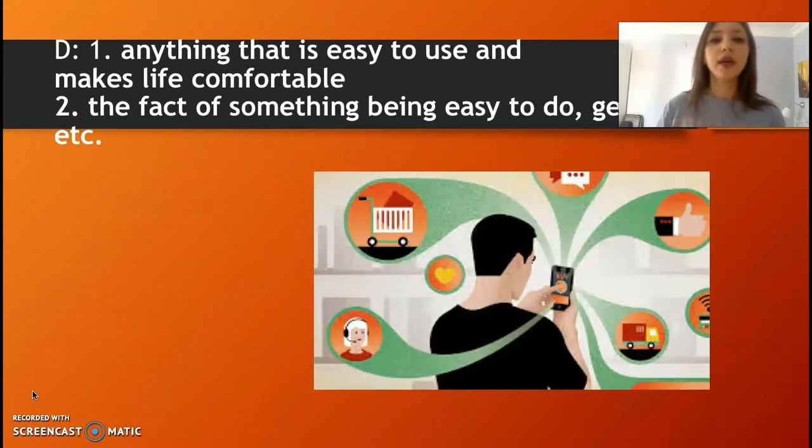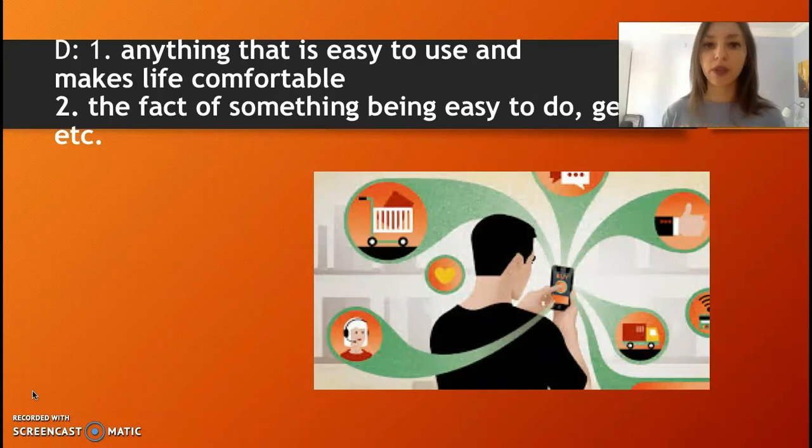Revolution. Here's the definition of the second word on my list. I actually listed two definitions. Number one, anything that is easy to use and makes life comfortable. Look at the picture. There's a guy holding a cell phone in his hand, and he's doing lots of different things, right? So he can chat with someone, he can do shopping online, so it's really easy to use and makes his life comfortable. Because it's a modern convenience.